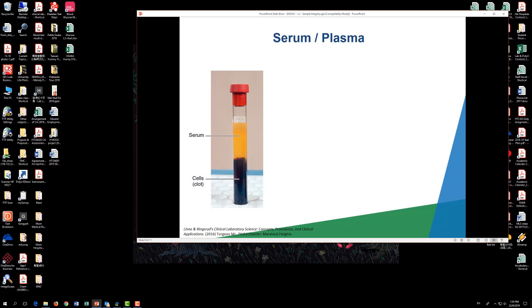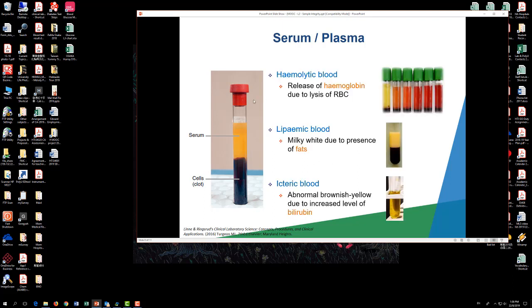So actually, the whole blood can be centrifuged in order to yield two parts. The supernatant can be serum, if it is clotted blood, or can be plasma if it is whole blood. If you can see the supernatant becomes red in color, it is a hemolytic sample, because the red cells are lysed and the hemoglobin is released.